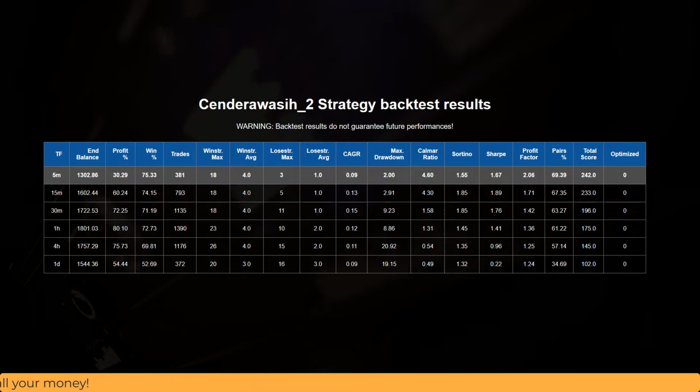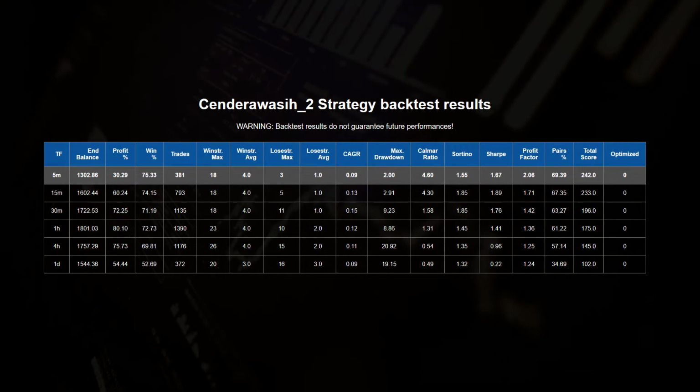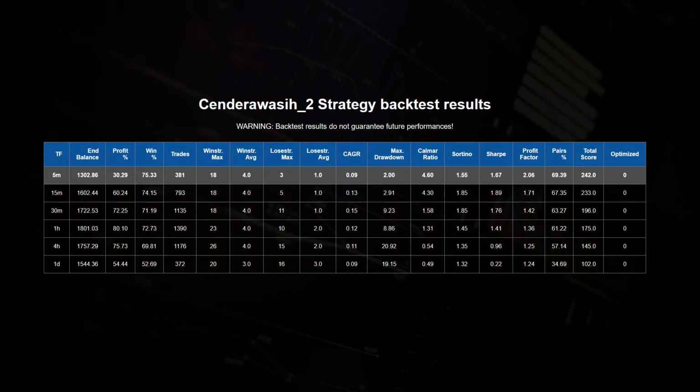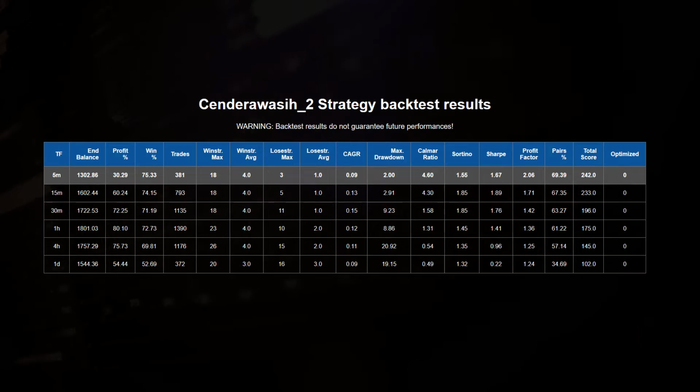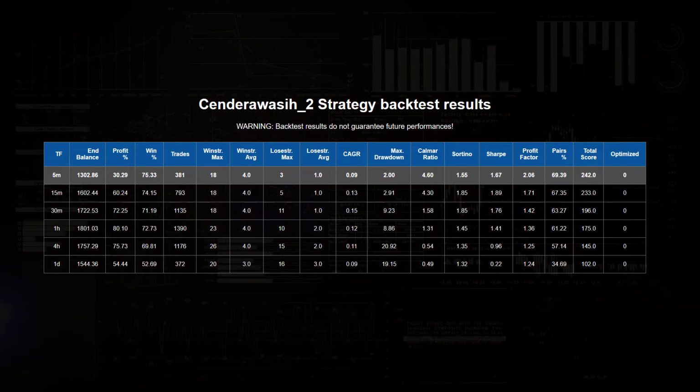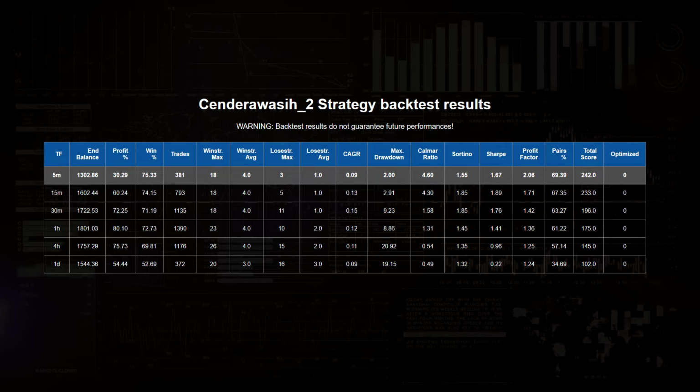However, there is still one thing that bothers me a little bit, and that is that there are fewer trades made on the 5-minute time frame than some of the other higher time frames. And that could be an indication that this algorithm has a potential future performance problem and might need some more investigation.